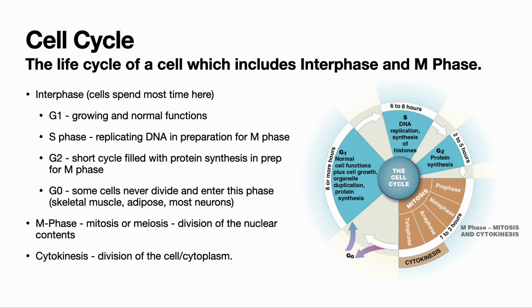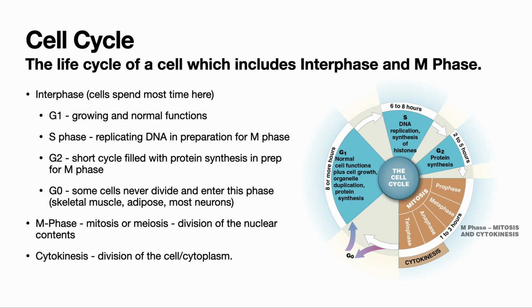And then mitosis would have prophase, metaphase, anaphase, and telophase. And then most of the time, cells after mitosis undergo cytokinesis. So mitosis is the division of the nuclear contents, whereas cytokinesis is the division of the cell itself, or the cytoplasm, if you want to think of it that way.